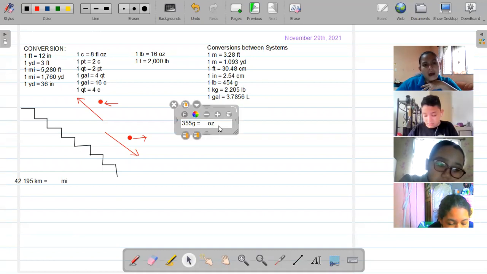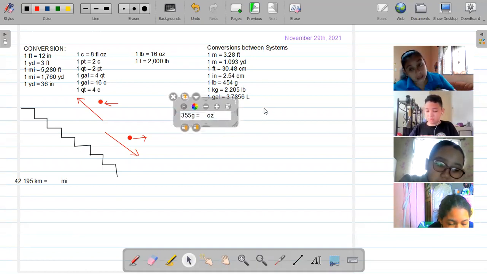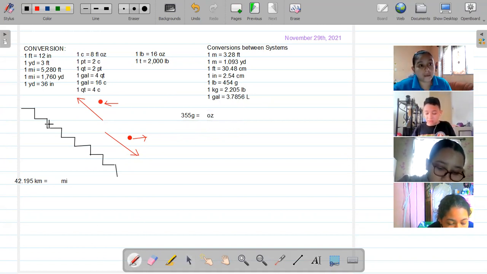So let's say that I have 355 grams in a recipe, okay? And in the recipe, I'm asking you to change those 355 grams to ounces, okay? So what is our step one? Our step one is to make this number a fraction. So 355 grams into a fraction by adding a 1 as a denominator.